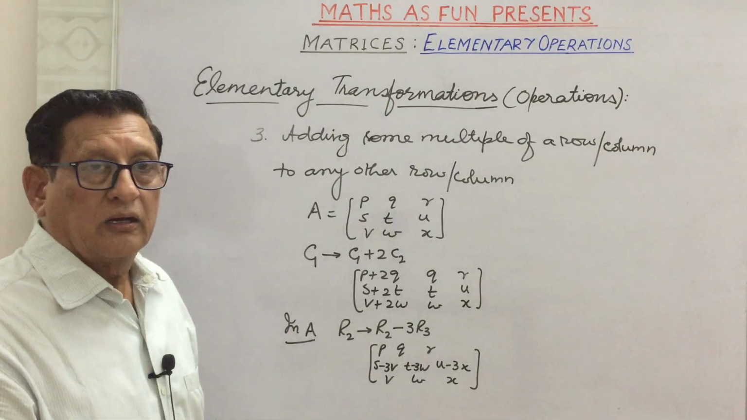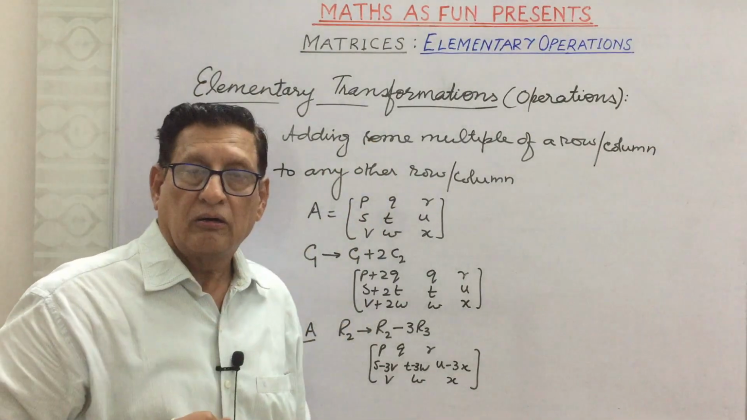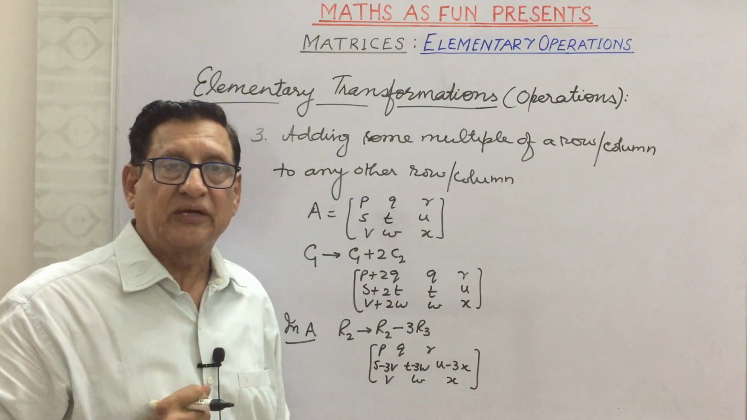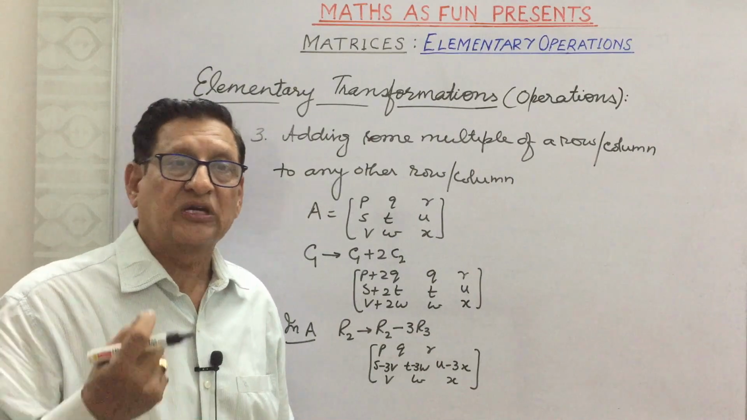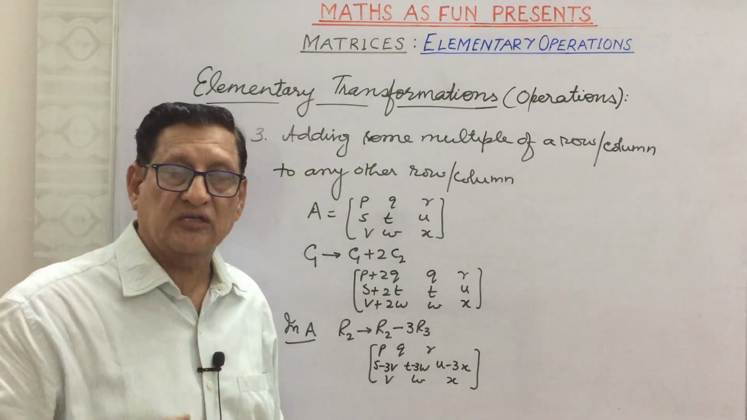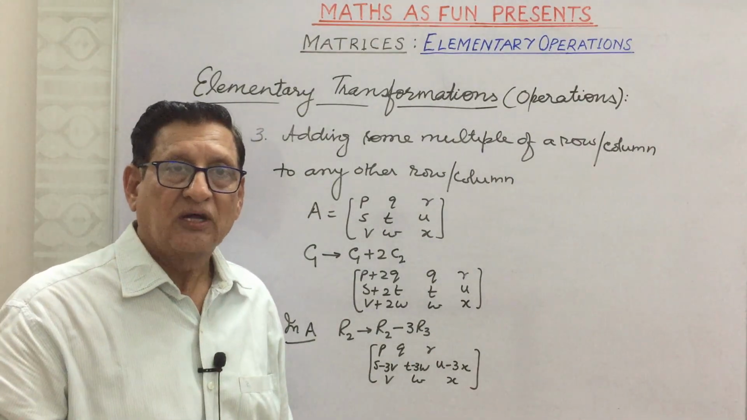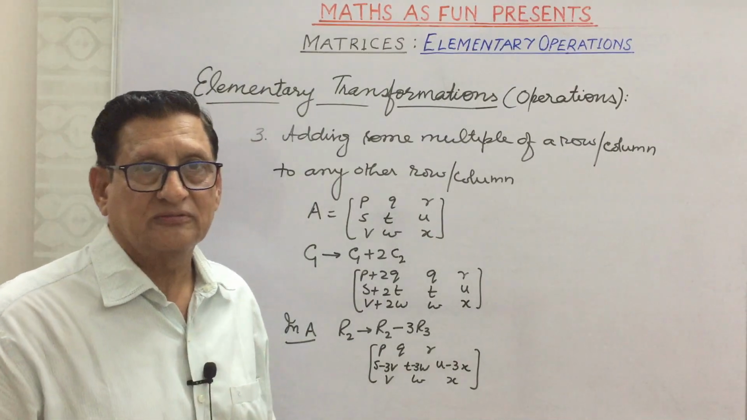Like this, these are 3 operations or transformations on the matrices, but since they are 3 in the rows and 3 in the columns, so we can say they are total 6. 3 in the rows and 3 in the columns.